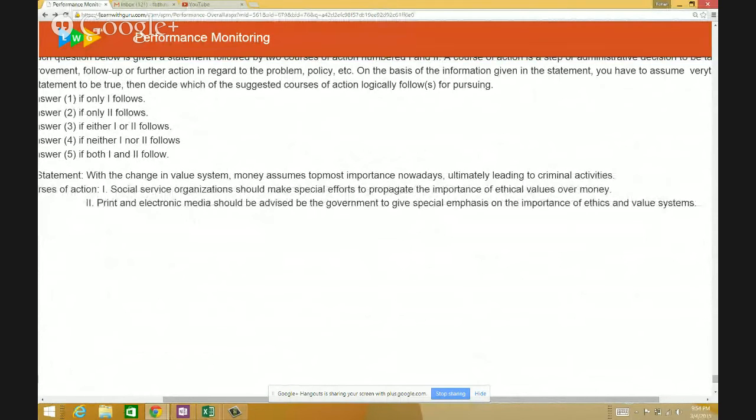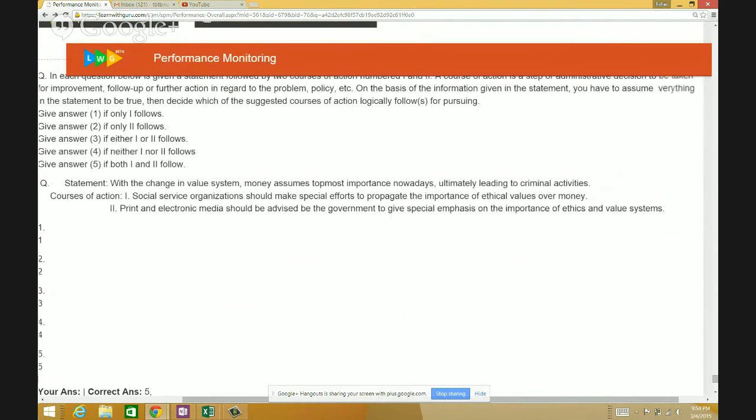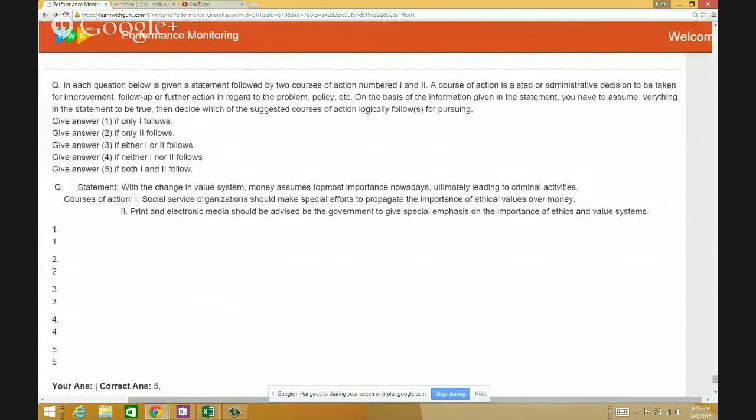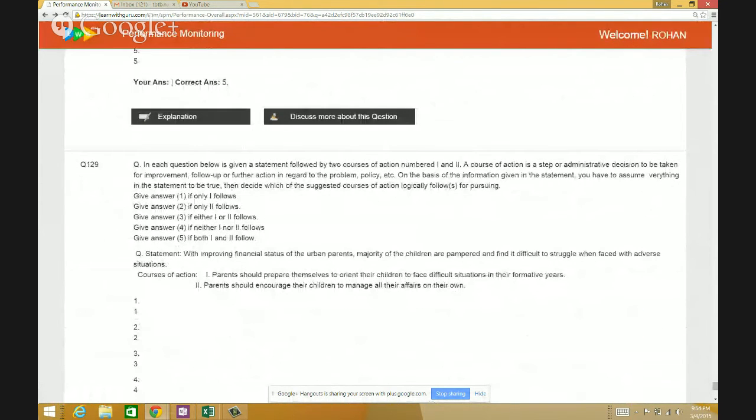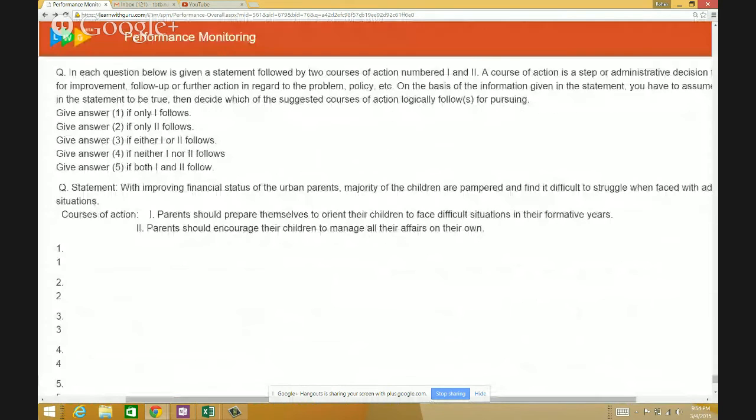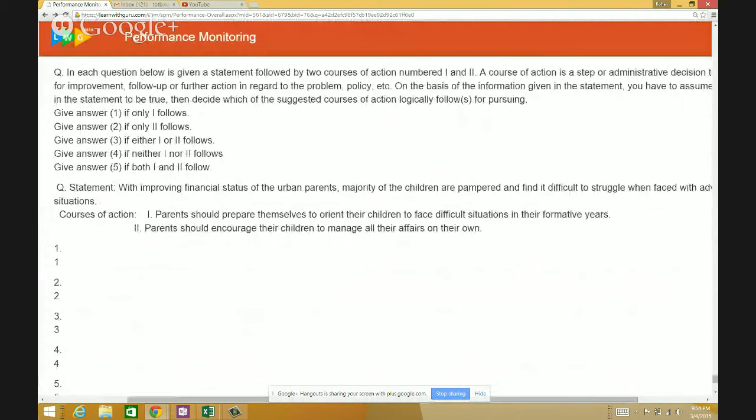Yes, it follows. Print and electronic media should be advised to give special emphasis on impacts of, yeah, both of them are there. Like you might have seen these popular YouTube videos going on social media and social changes. Like, oh my God, this is a situation you might have never faced before. After watching this video, you might feel like that. They're all great. I forgot they have a name for it.